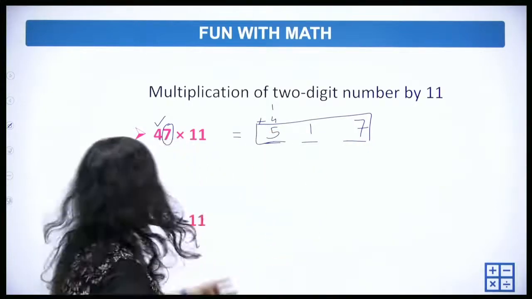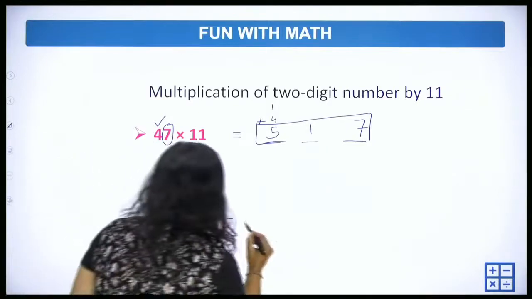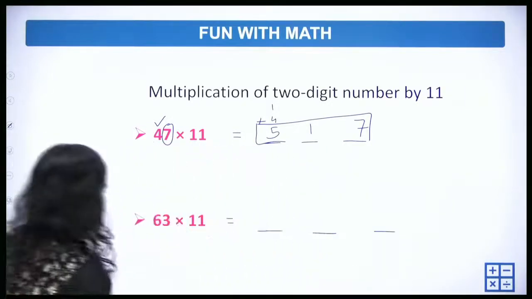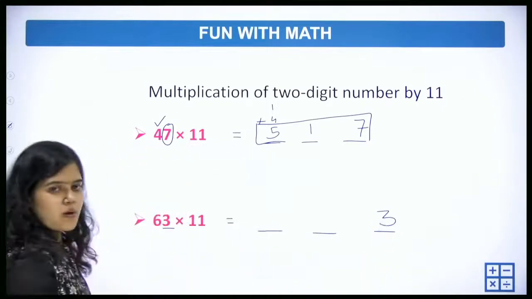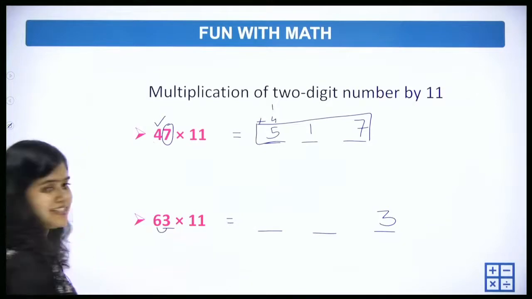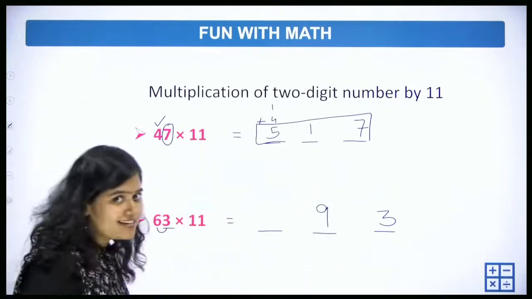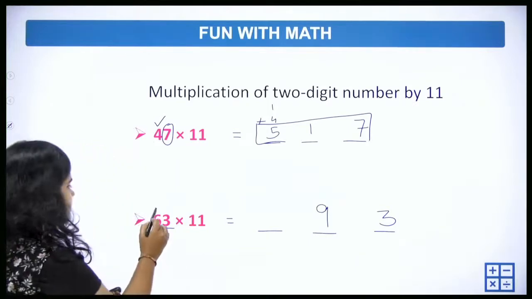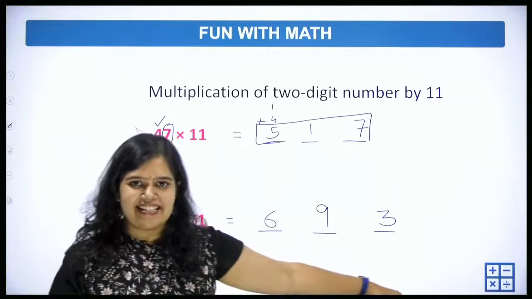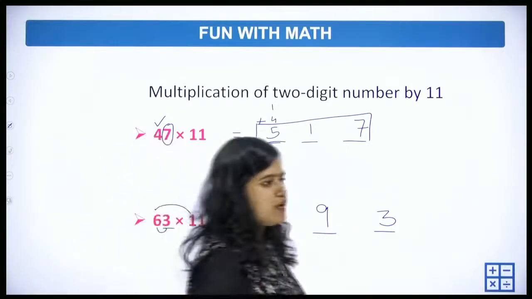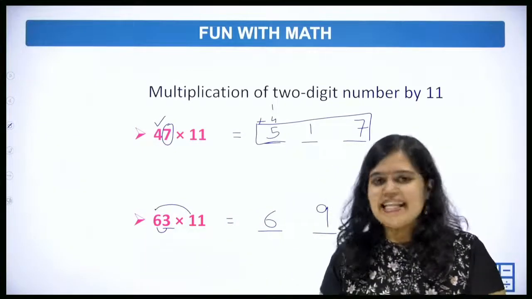Clear? One more question. 63 into 11. 3-digit number. So the ones place should be 3. What about the tens place? 6 plus 3 is 9. So 9 in the tens place. And what is the hundreds place? The tens digit of the number is 6. So 6 into 1 is 6. So 693 is the answer. So I hope you understood how to multiply 2-digit numbers with 11 easily.